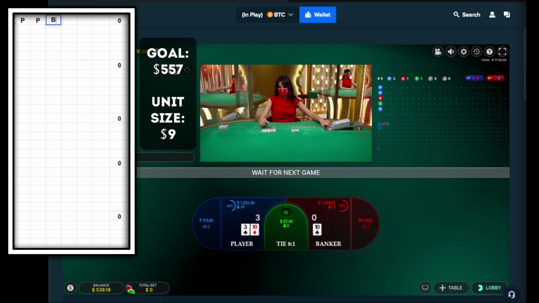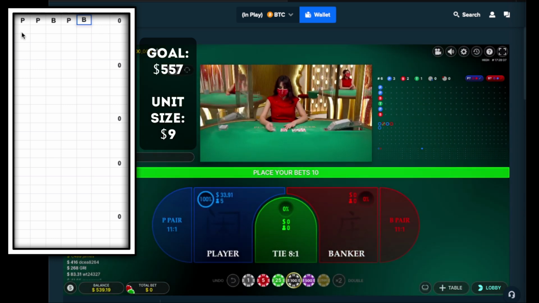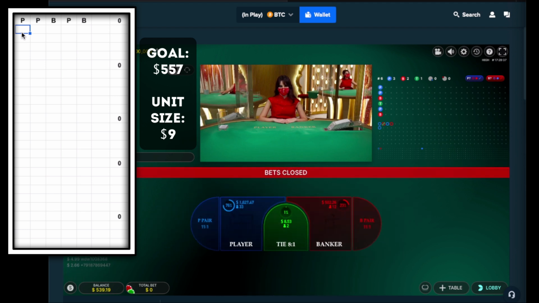Player, player, banker, player. I am playing the extended version. Okay, and we get a banker. So now what we are going to do is wait for the first row to be completed, and then we will play a no mirror the following row. Okay, so I'm going to go ahead with the X's and check marks on this row, and then we will get our bet selection started.